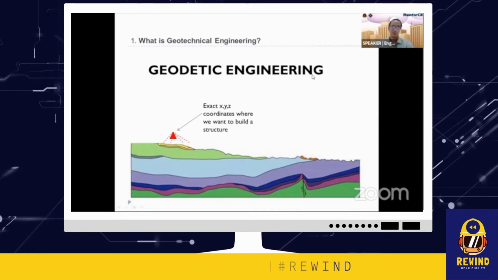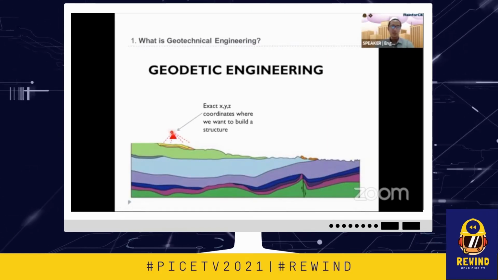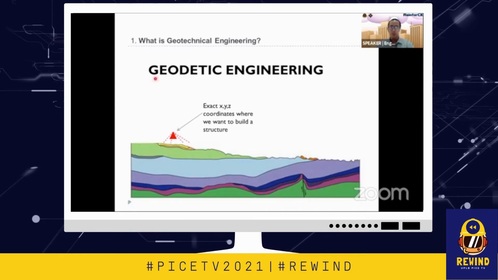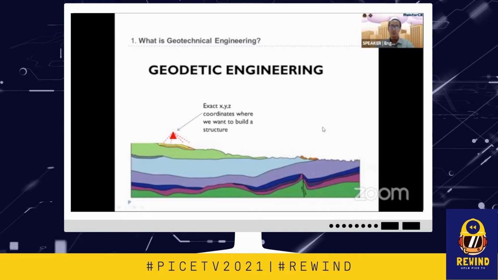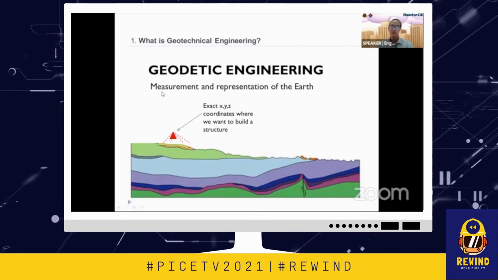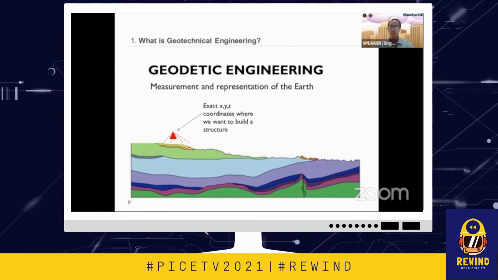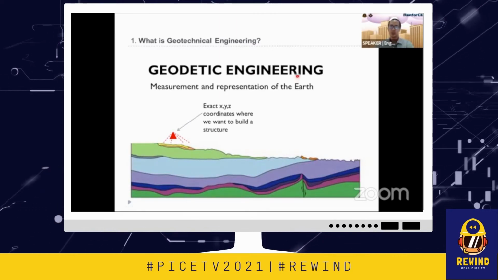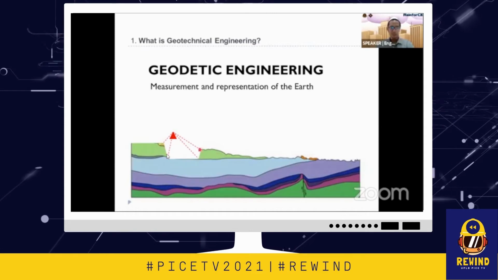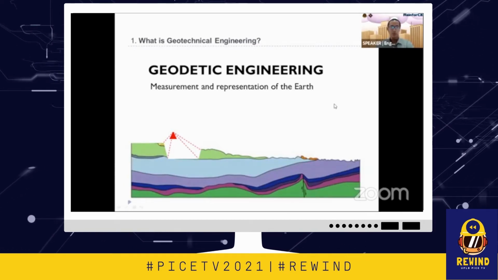Okay, let's proceed to geodetic engineering. For example, a project requires a building to be built exactly at this XYZ coordinate. A geodetic engineer can help us locate that point. Geodetic engineering, as a definition, is the measurement and the representation of the Earth. This is a course, and I want to be clear with that. It is a course offered in UP Diliman. So civil engineers cannot be geodetic engineers; you have to take extra courses. A geodetic engineer can help us locate the exact points of where we want to build the structure and our excavation points. I hope I am clear with that.